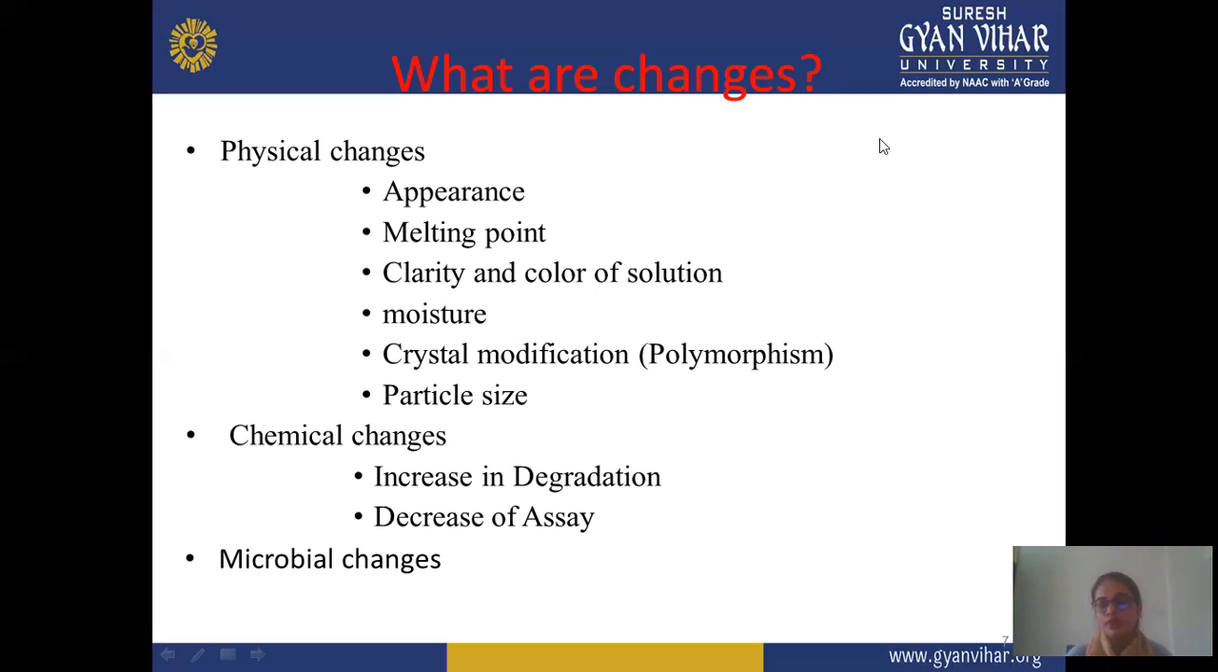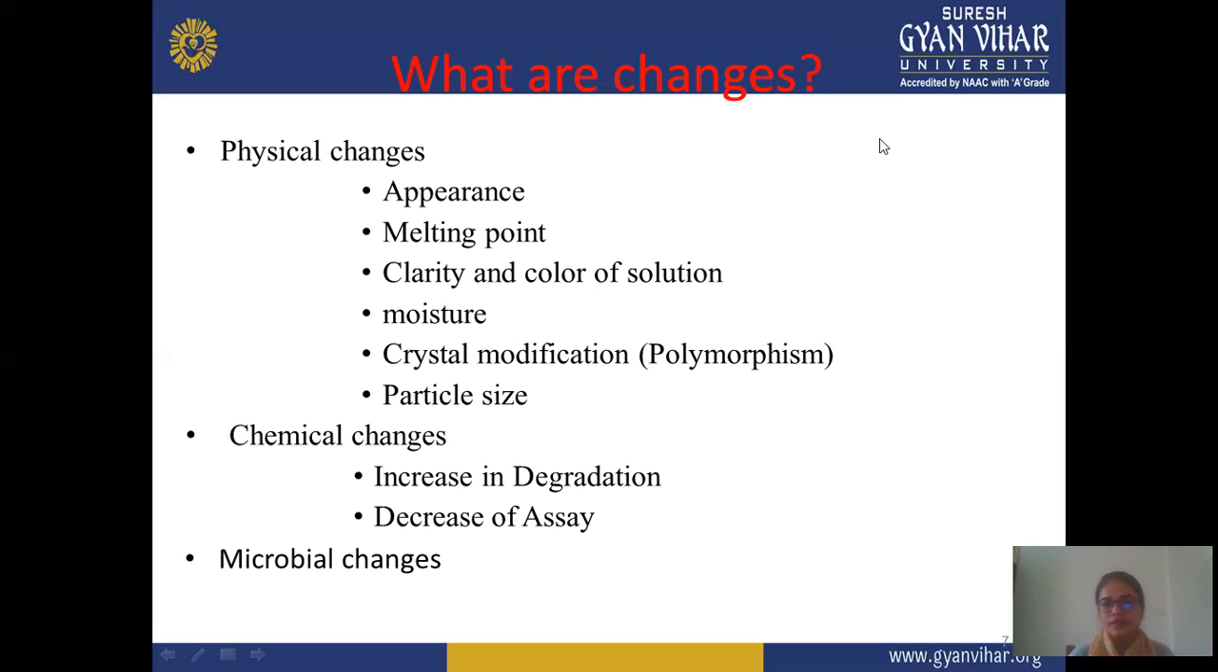Next is crystal modification, like polymorphism. Polymorphism means more than one type of crystal. Suppose you require a polymorphism formulation or polymorphism drug, then in this condition you change your crystal form, or maybe convert it into polymorphism, so you can formulate a good quality formulation.